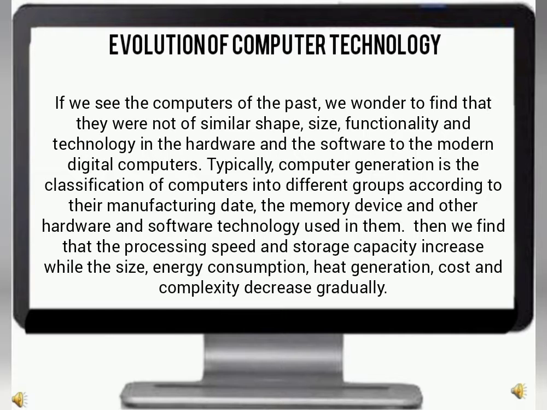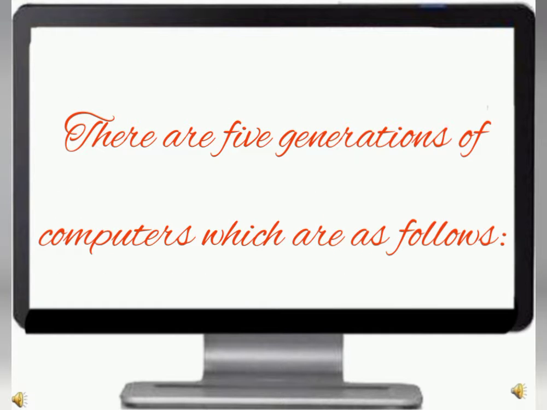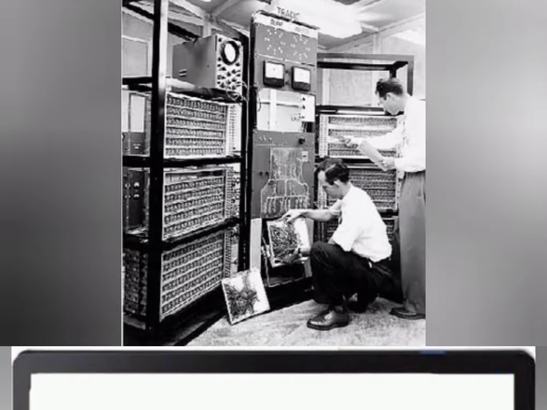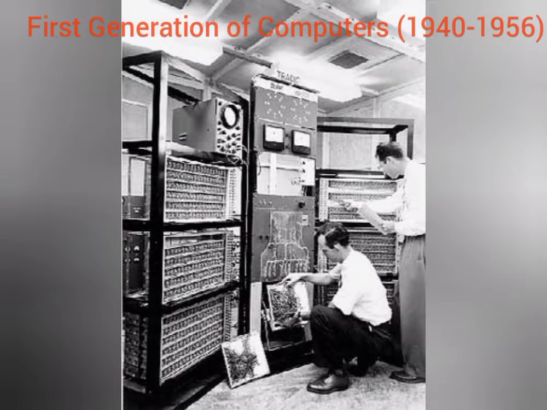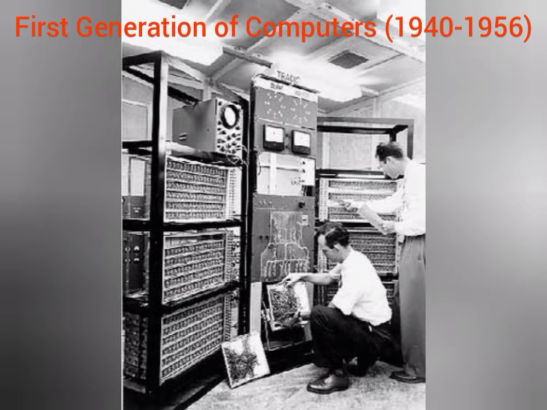Then we find that the processing speed and storage capacity increase while the size, energy consumption, heat generation, cost and complexity decrease gradually. There are 5 generations of computers, which are as follows. First generation of computers, 1940 to 1956.